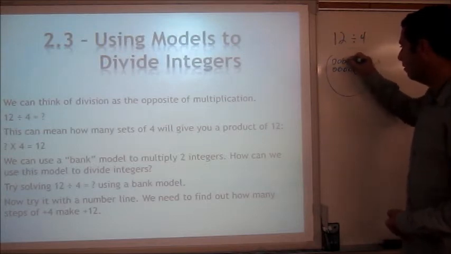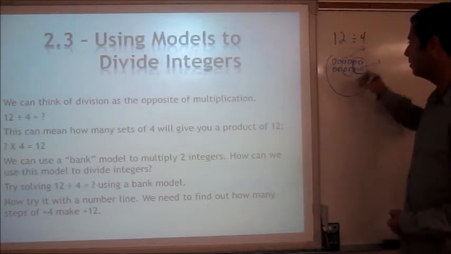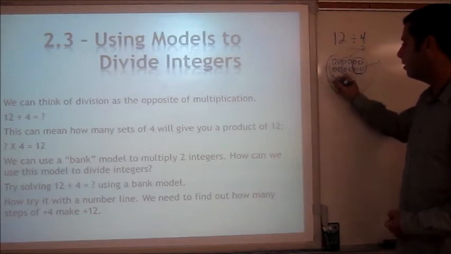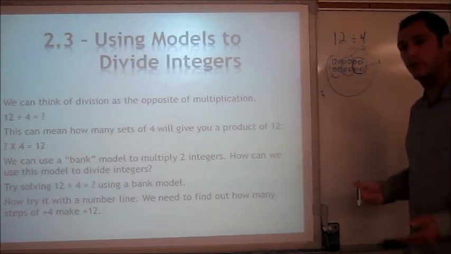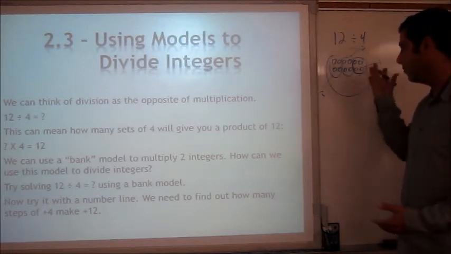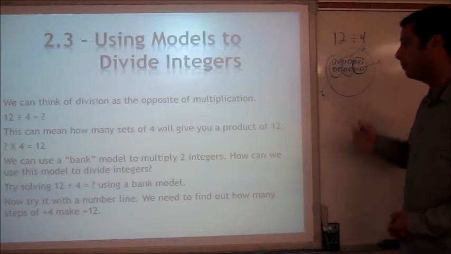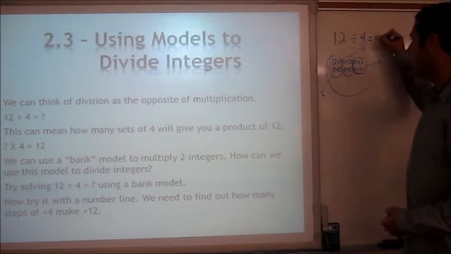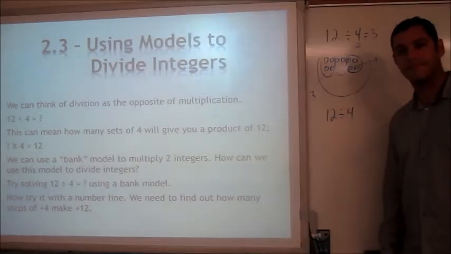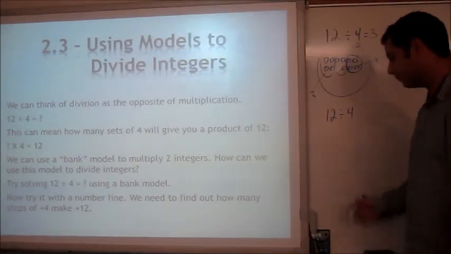There's 1. There's 2. And there's 3. So I've got 3 groups of 4 counters. I've used a bank model to represent this division problem, and our answer is 3. We can solve that same problem using a number line.